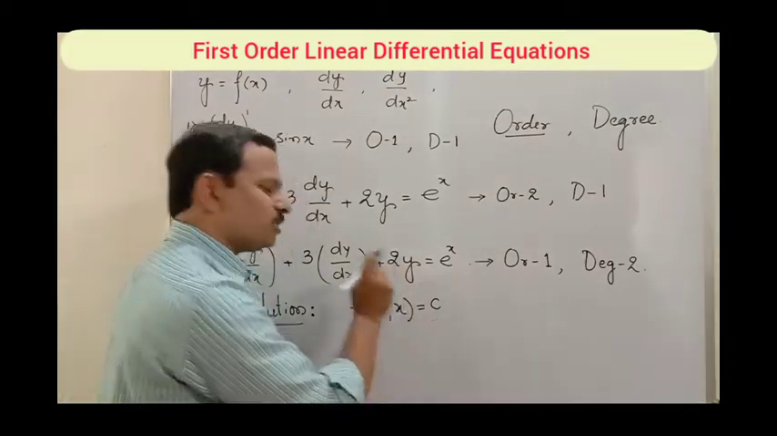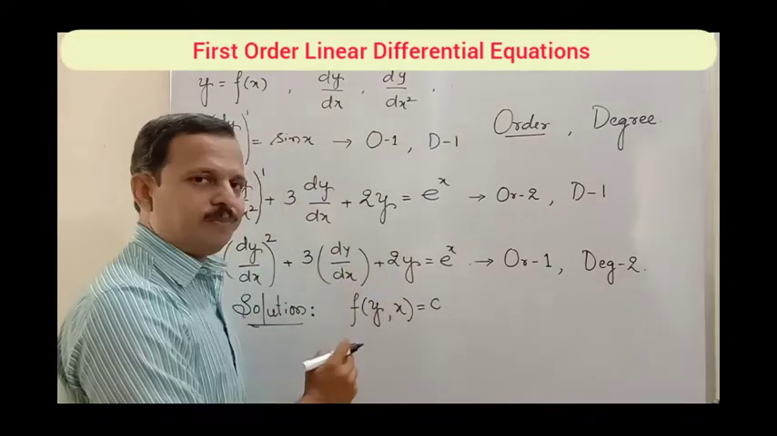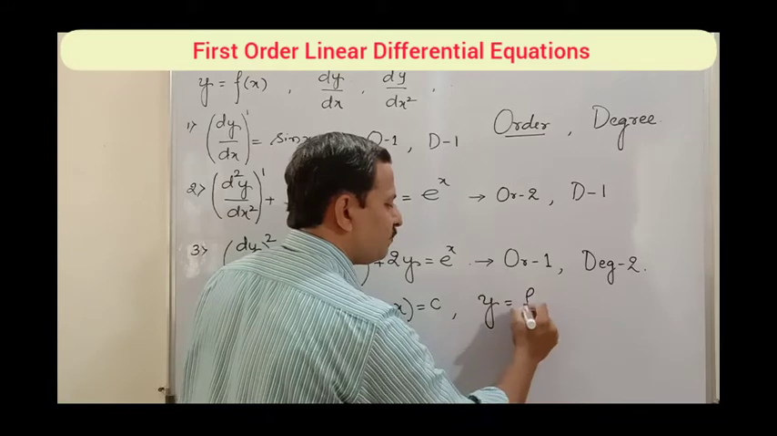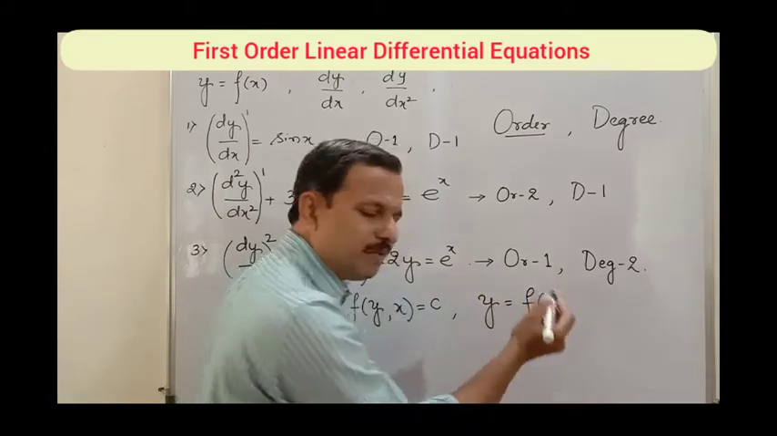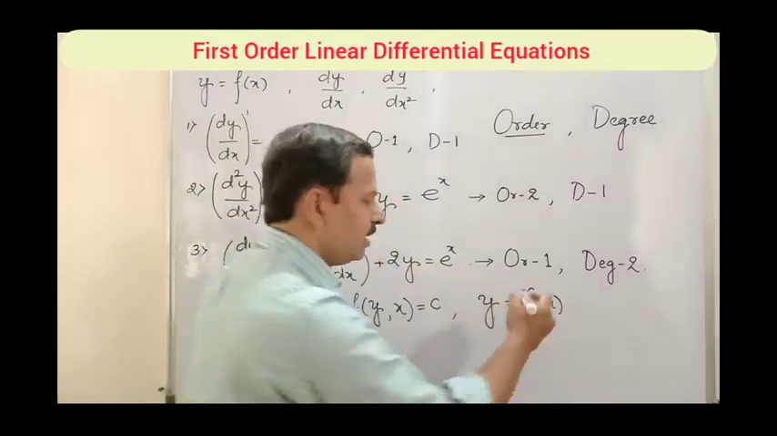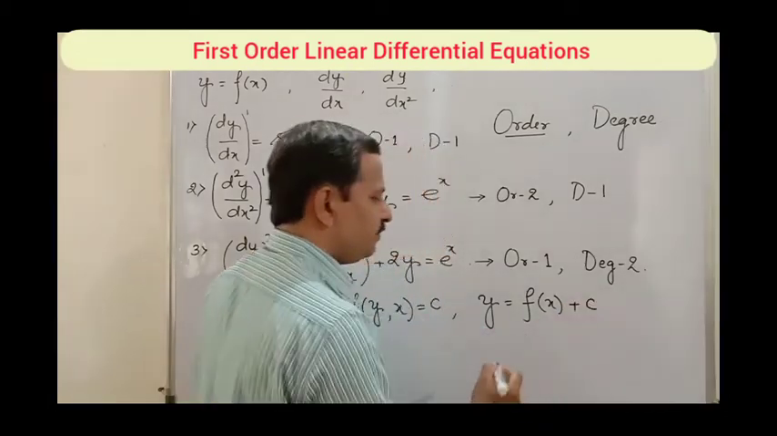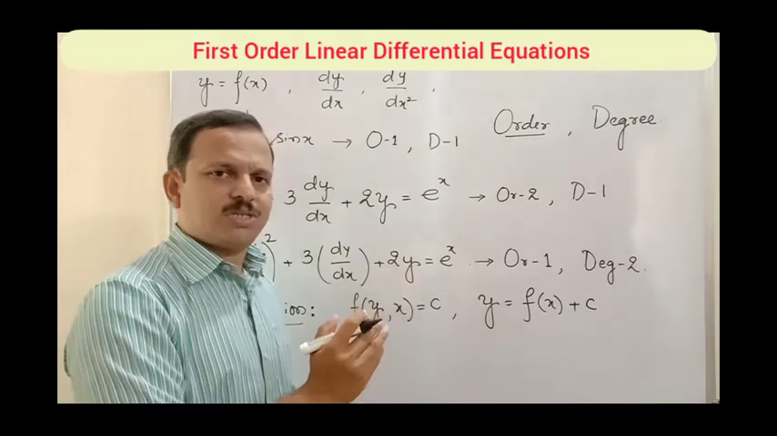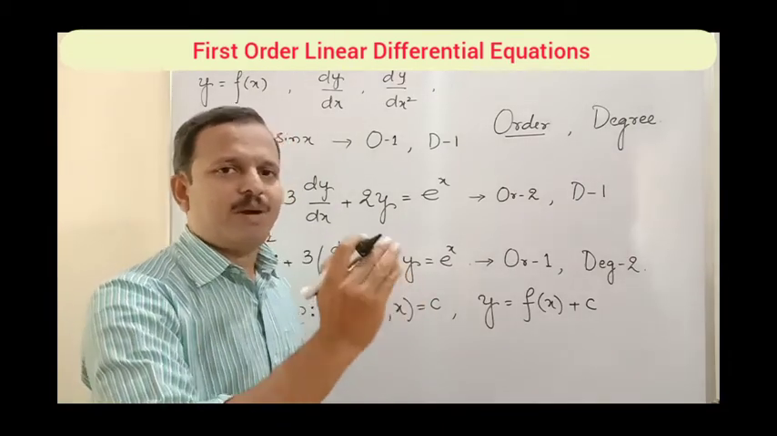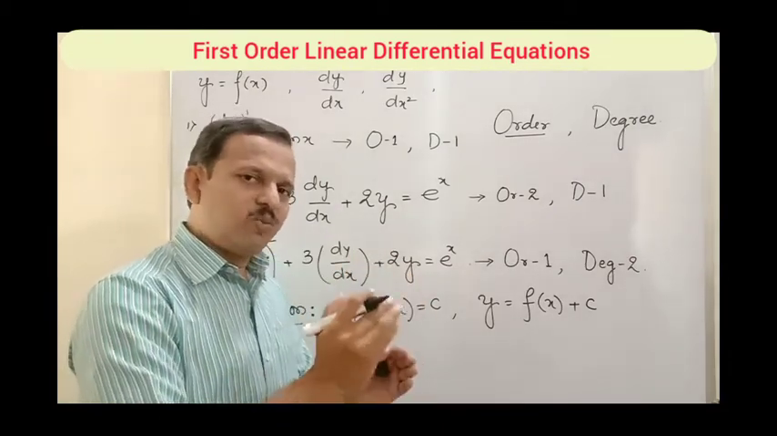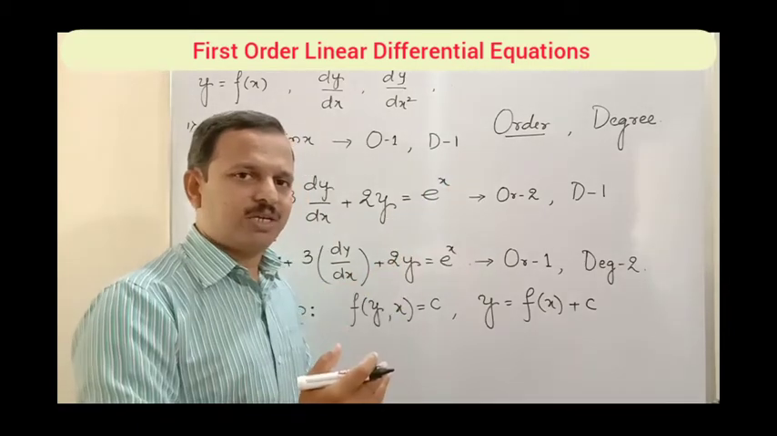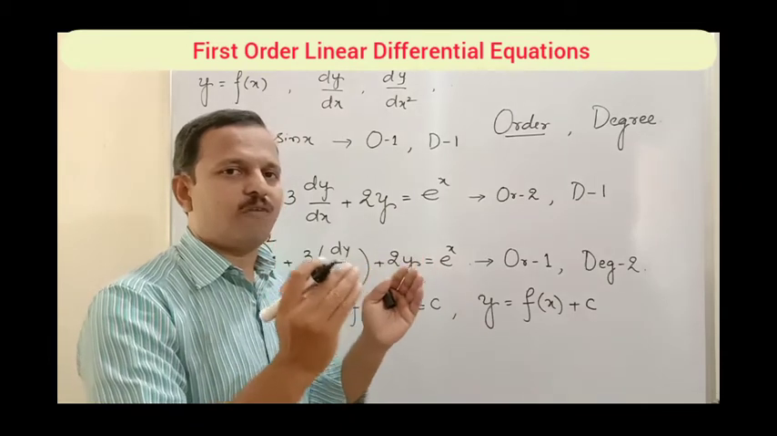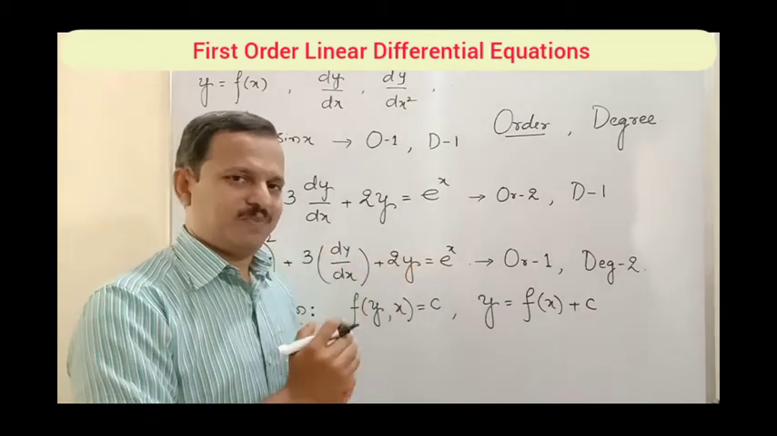So this type of expression, this type of relation, or if we explicitly write it in the form of y equal to some function of independent variable x that we determine plus some constant c. So either this or this, they are the relations between the dependent variable and independent variable which when substituted into the given differential equation, the equation must be satisfied. Such a relation is called the solution of the given differential equation.